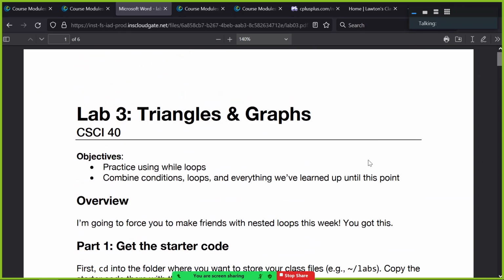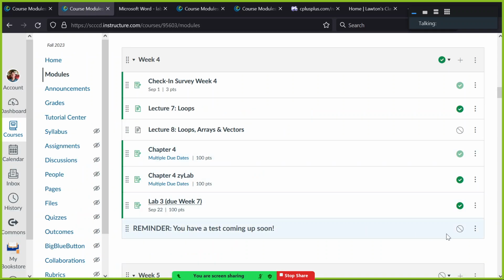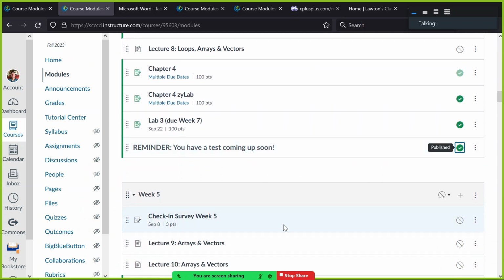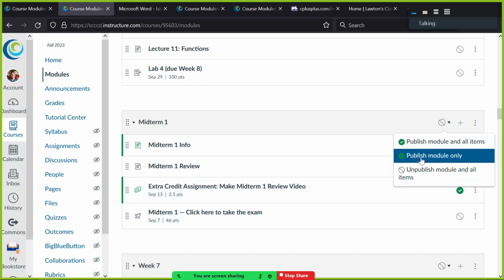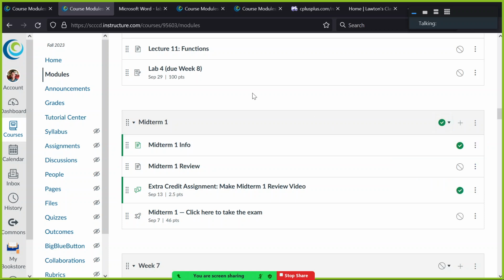We ready for the midterm info? All right. So, reminder, you have a test. Down here, I'm about to release a new module. It's going to be the midterm 1 module on Canvas. I'll release these two things today. Don't look at this date right now. It's all wrong. But eventually, it's going to be on Canvas. You're going to come here, click this, and take the exam. But this date is not correct. I'm not ready to release that yet. So publish module only. Here we go.